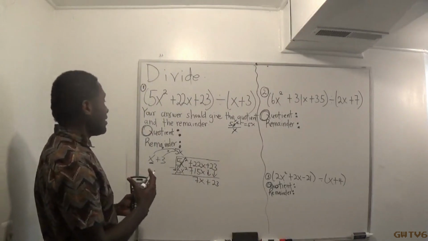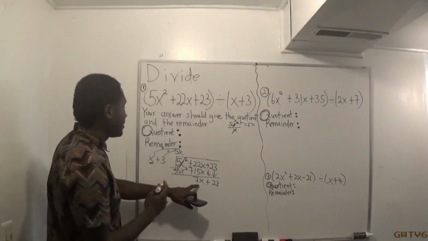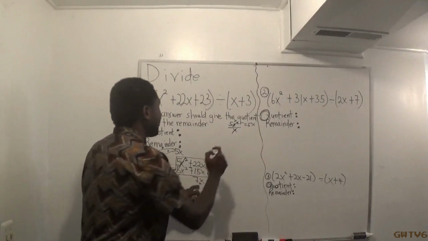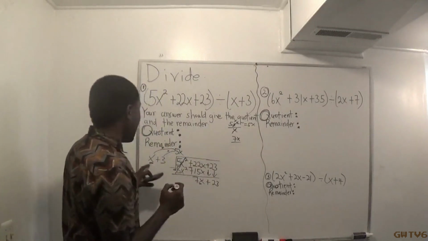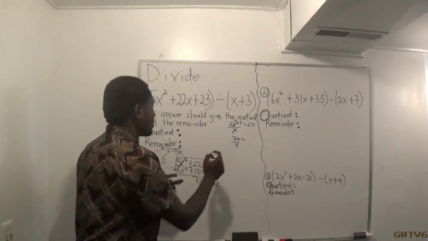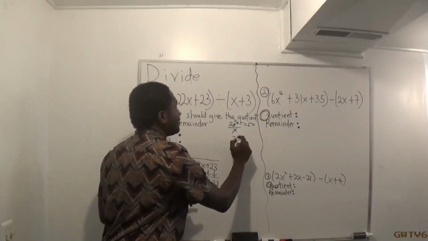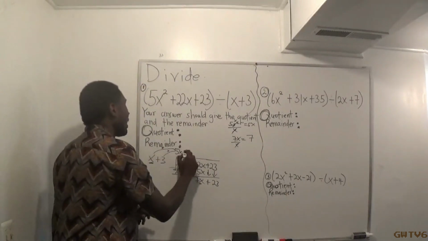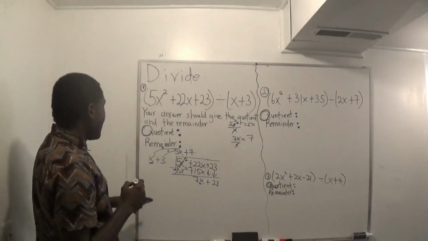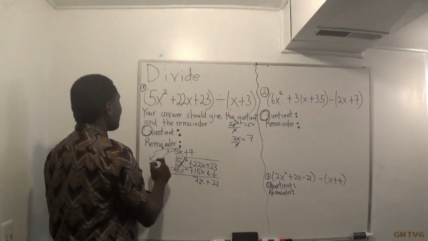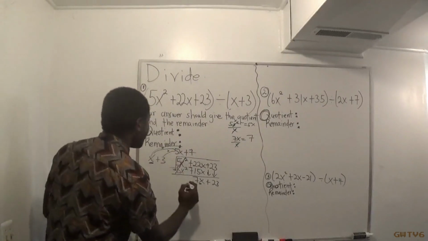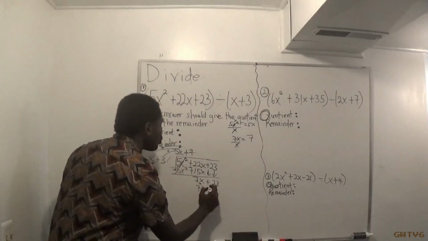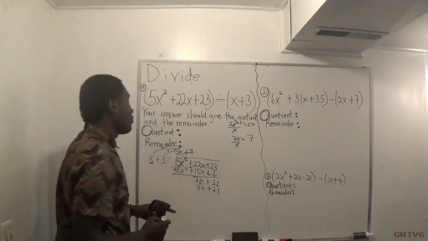And then I repeat the same process. I take the first one here and divide by the first one here. So 7x divided by x. My answer is what? x and x will cancel, so I have just 7 as my answer, positive 7. So I come here and put my plus 7. And then I take this and multiply by each one of these. 7 times x is 7x, and 7 times 3 is 21. So I put my positive 21.